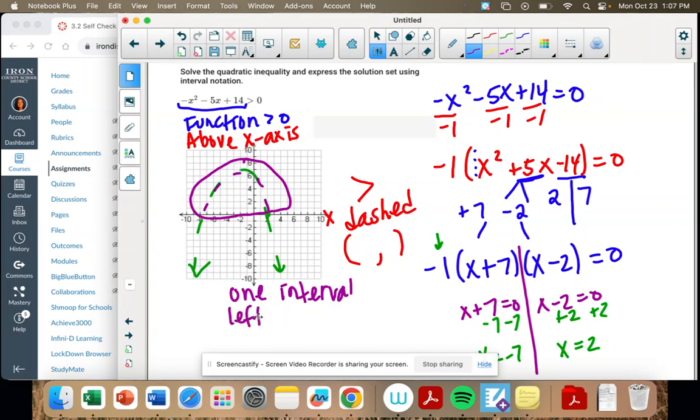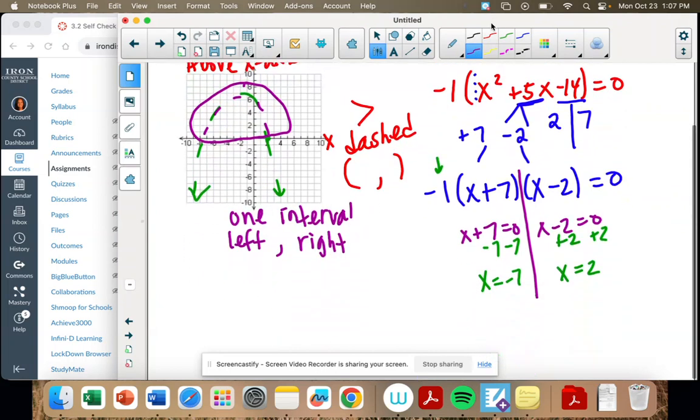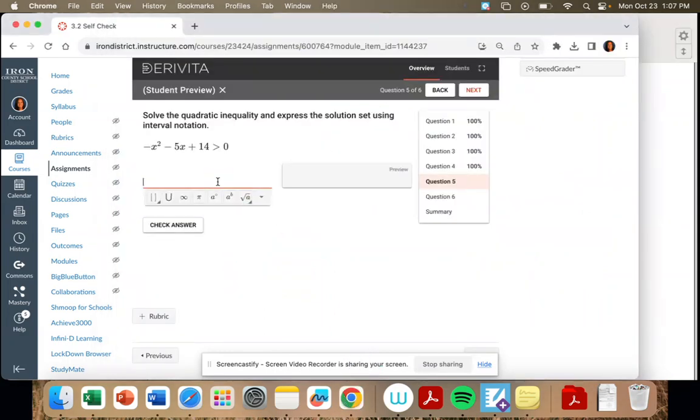So we need our left value, comma, our right value. And that's why we solved here. So our left value is -7, and then we go across, and our right value is 2. And because of the inequality, we're going to use parentheses. So -7, 2.